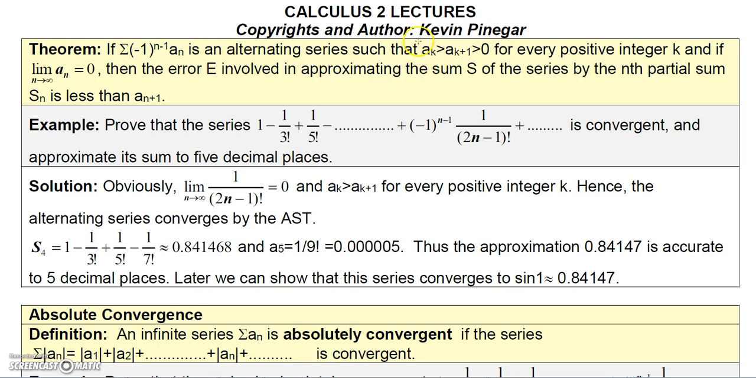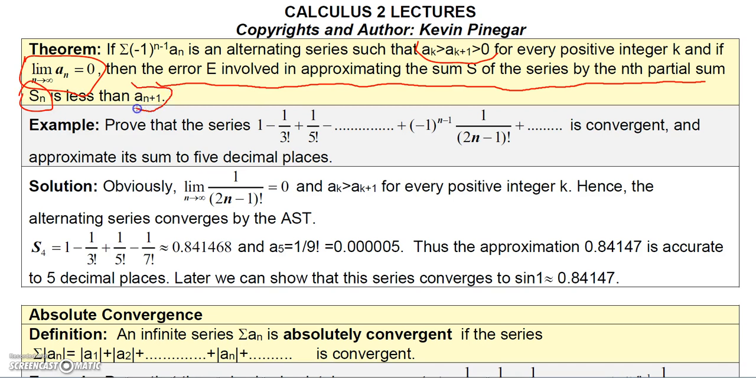Okay, now the next theorem says that if this is an alternating series such that the terms are decreasing and positive for every positive integer k, and if the limit of the nth term is 0 as n goes to infinity, then the error involved in approximating the sum of the series by using the nth partial sum, s sub n, is less than a sub n plus 1. So the error is less than the n plus 1th term.